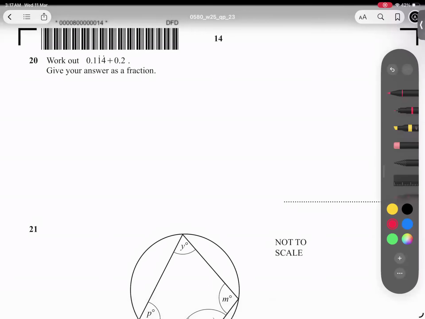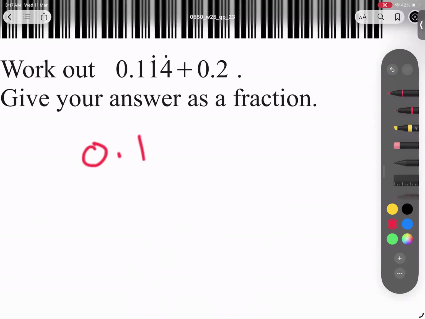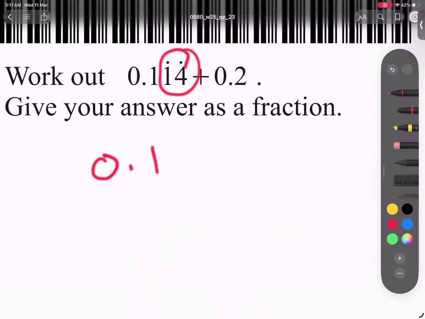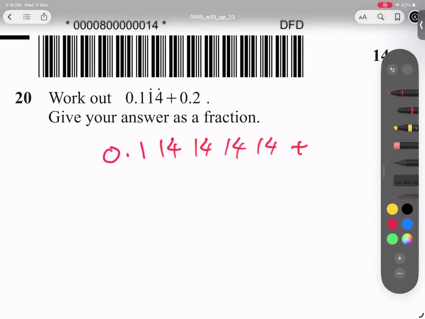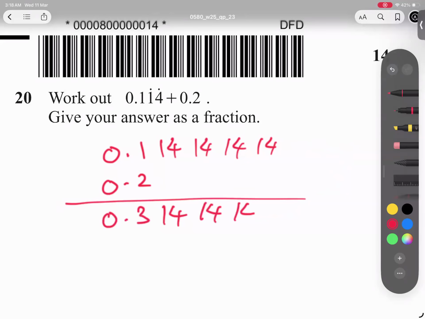This question, how can we do it? We can do this question two ways. We start by adding them. Basically 0.1, because the dot is not on the 1, and the dots are on 1 and 4. So the 1 comes from here, then 1, 4, 1, 4, 1, 4 repeating due to the dots, plus 0.2. If I add this 2 here, showing the other way, 0.2 added, it turns out to be 0.3141414 and so on. I label this as x.